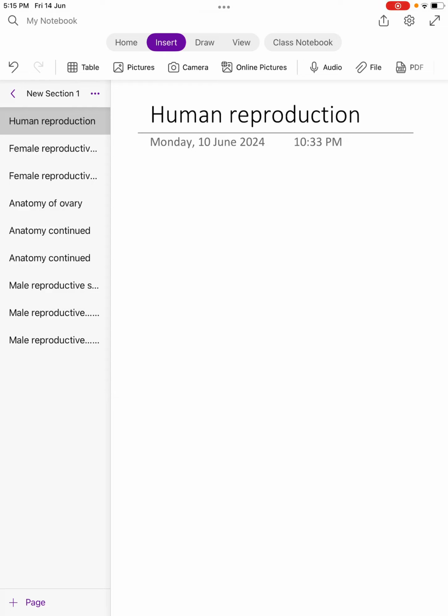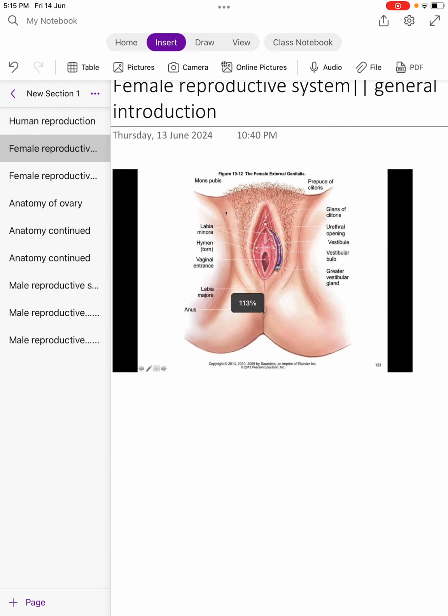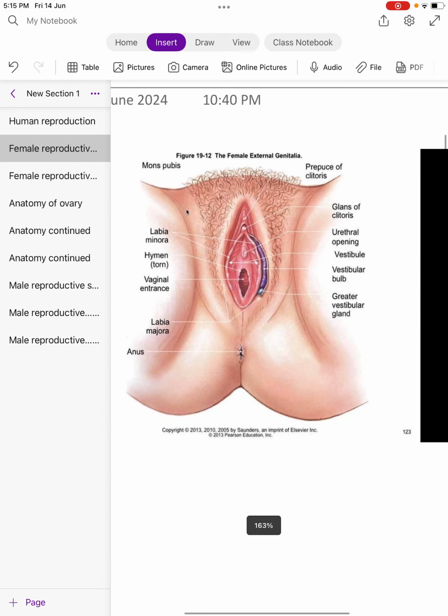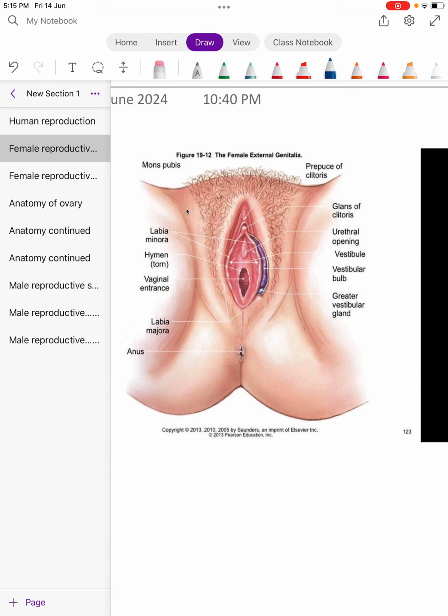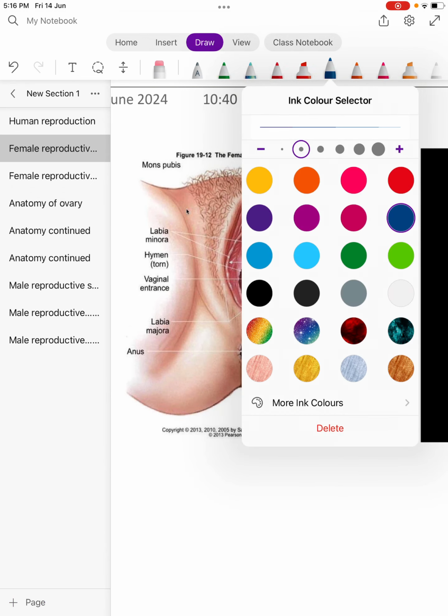Ovaries are the primary sex organs, as we discussed earlier, which produce egg or ovum and secrete hormones like estrogen and progesterone. Then the other organs are the fallopian tubes, uterus, cervix, and vagina, and these are the secondary sex organs. So first of all, we discuss the external genitalia of the female reproductive system. So here is the picture. We discuss one by one.